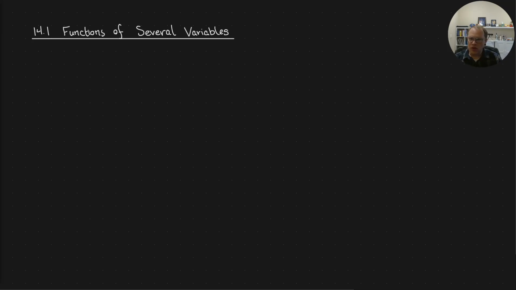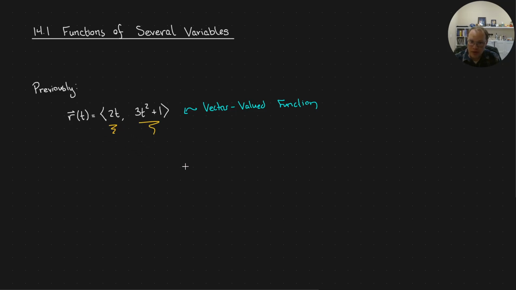In this section, we're going to talk about functions of several variables. Now, previously we had talked about functions where we plug in one variable, vector valued functions, right? So previously we talked about functions that look like maybe, for example, r of t equals 2t comma 3t squared plus 1. This is a vector valued function. Notice it takes in as input a single value and outputs two values. It outputs a vector, right?